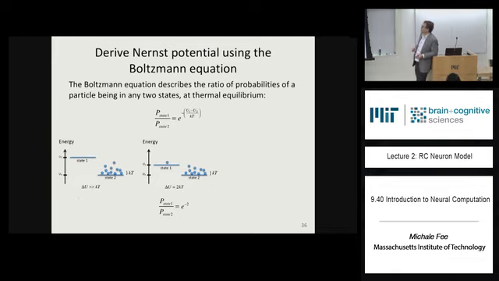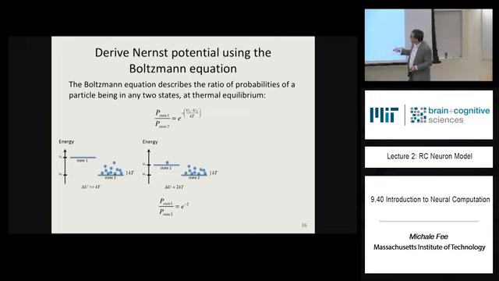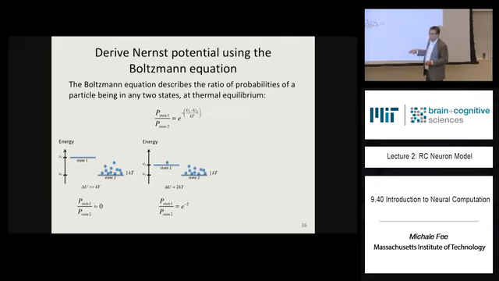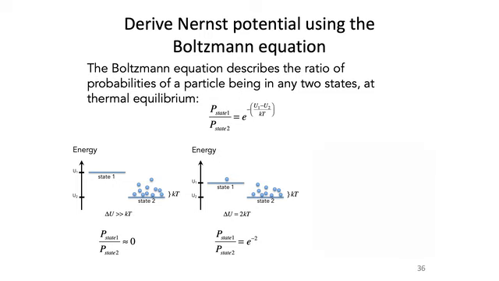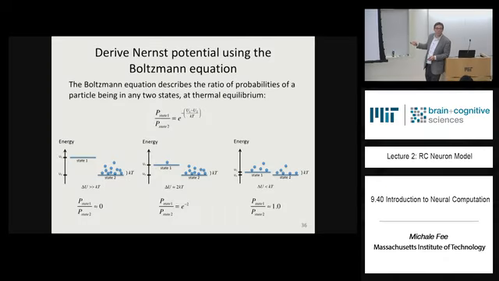If the energy difference is bigger, then you can see that probability ratio is smaller. The probability of being in state 1 goes to 0 if you increase that energy. If you make that energy difference very small, and it's about the same as kT, then the probability of being in state 1 is equal to the probability in state 2. Those particles just jostle back and forth between the two states.